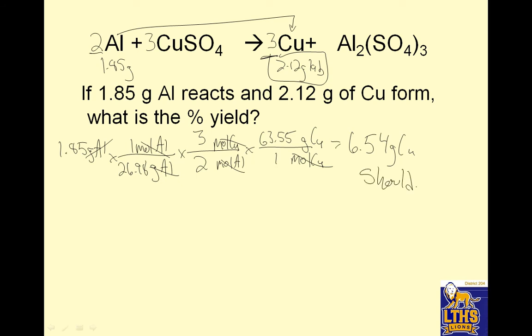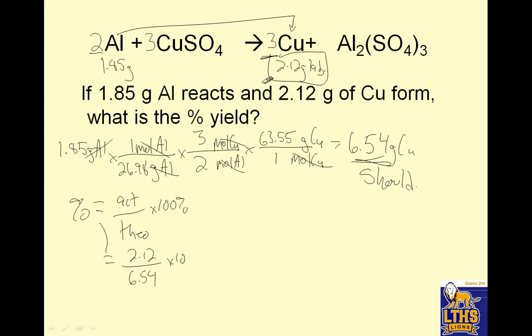Okay. Now I only got 2.12. Percent yield is actual over theoretical times 100%. What did I actually get? 2.12. Theoretical means what should I get? That's the 6.54. So my actual amount is 2.12 and my theoretical amount is 6.54, times 100%. 2.12 divided by 6.54 times 100 is 32.4%.